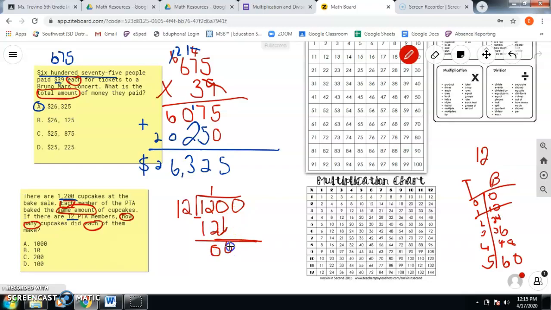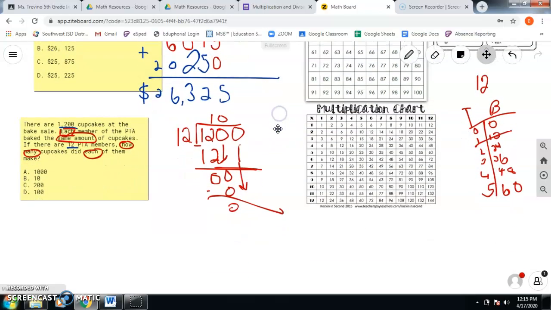It's a 0. How many times does 12 go into 0? 0 times. So our top number is 0. And our bottom number is 0. We're going to bring down our 0 again. Let me move our screen up a little bit. Okay, bring down our 0. Again, how many times does 12 go into 0? 0 times, so our top and our bottom numbers are 0. And 0 minus 0, we are done. Okay, so our final answer was 100, and our answer was D.